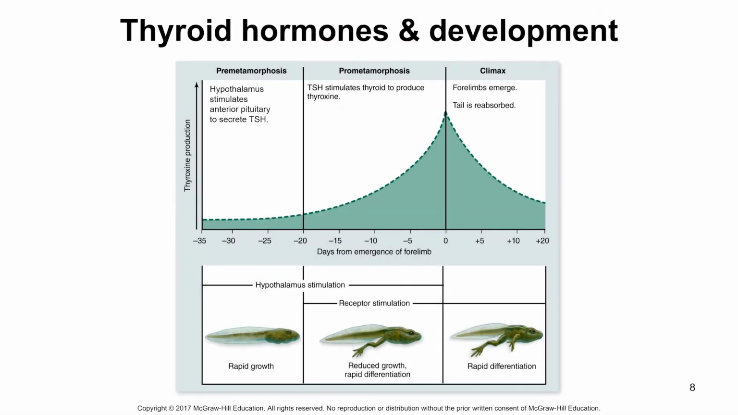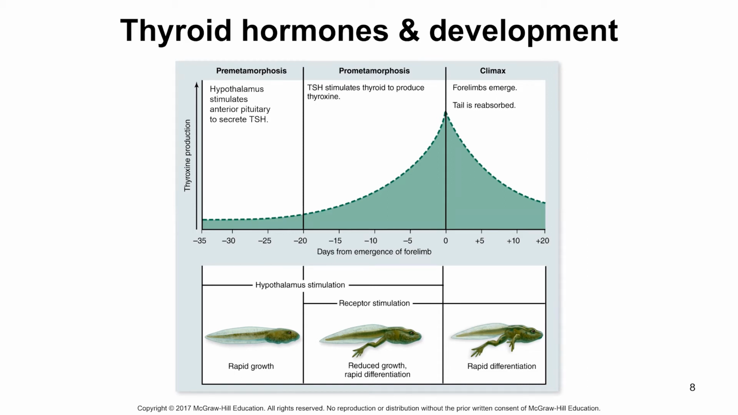Now, in amphibians, thyroxine triggers metamorphosis. In tadpoles that are in the pre-metamorphic stage, the stimulation of the posterior pituitary gland by the hypothalamus results in the secretion of thyroid-stimulating hormone. TSH then stimulates the thyroid gland to secrete thyroxine.